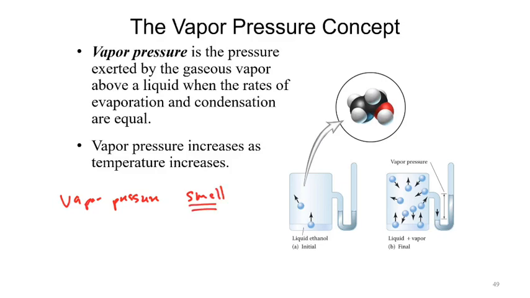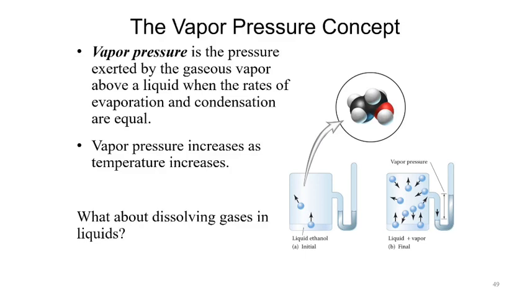Okay, why do they need to be small? Well, remember, the whole point of this was that the liquid stays a liquid. It does not transition to the gas. Vapor pressure is by definition the gas. So I want a small amount of gas present for my barometry experiment or my weather pattern experiments.